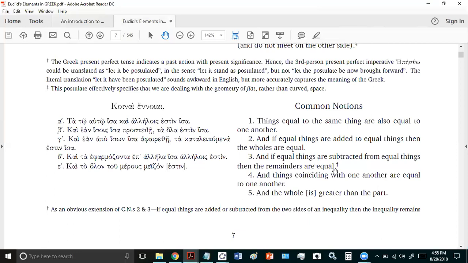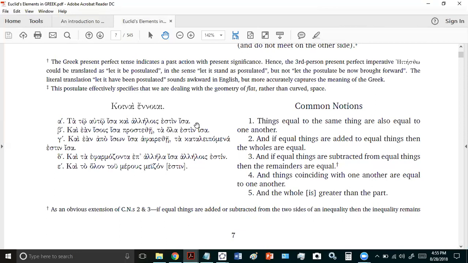Now, 2 of these can be condensed into 1. For example, 2 and 3 really are saying this, that if objects that are the same are changed in the same way, then the result will be the same in each case. That's what it's really saying, okay? Both of these here, 2 and 3.